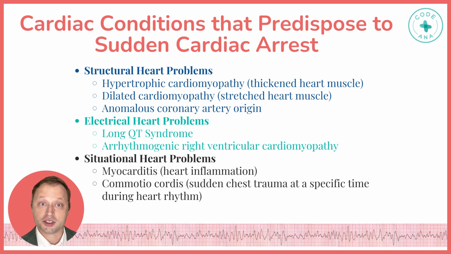Electrical heart problems are conditions that directly predispose someone to a dangerous arrhythmia. Examples of these include long QT syndrome, arrhythmogenic right ventricular cardiomyopathy. Situational heart problems are issues that may be acquired or only occur in a specific set of circumstances. Examples of these include myocarditis and Commotio Cordis. Myocarditis is heart inflammation that is associated with some infections, autoimmune conditions, and medications. Commotio Cordis is a sudden chest trauma at a specific time during heart rhythm that causes an arrhythmia.